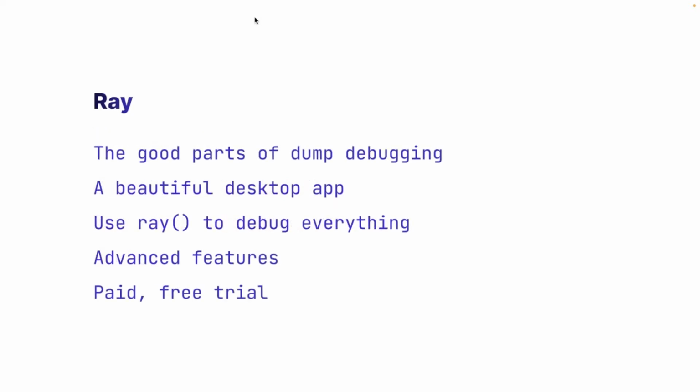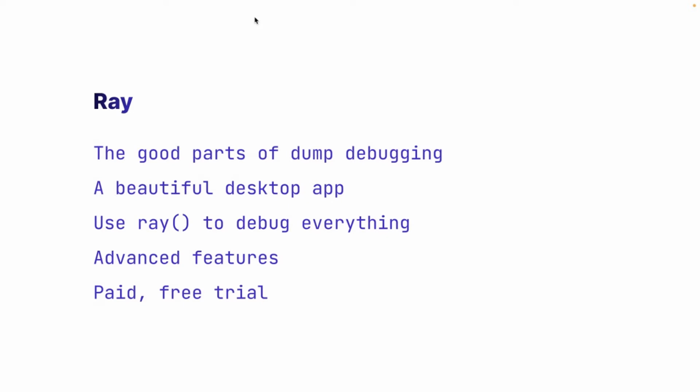So I've already said that Ray takes the good parts of dump debugging. It is a beautiful desktop application. And instead of using dump or DD or print_r or whatever, you're going to use a function called ray to debug everything. And this function is provided by a free package that you can install into your application. And you can not only use that to dump stuff, but a whole lot of things more.